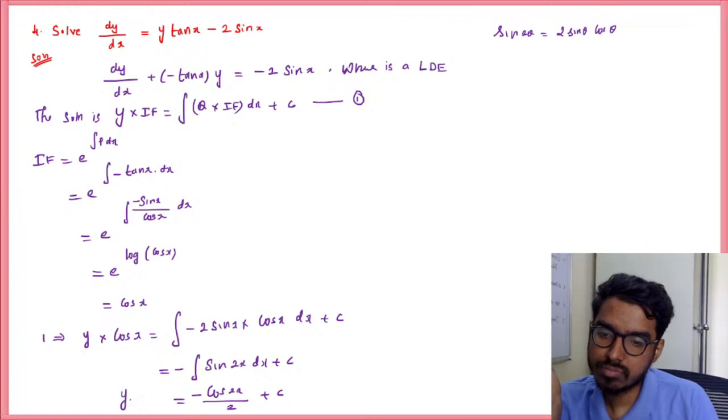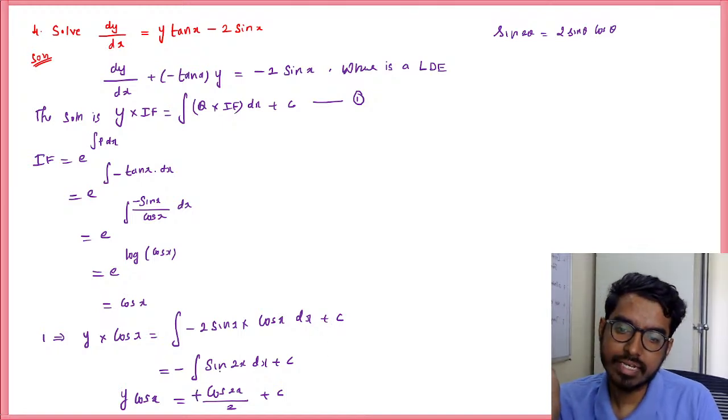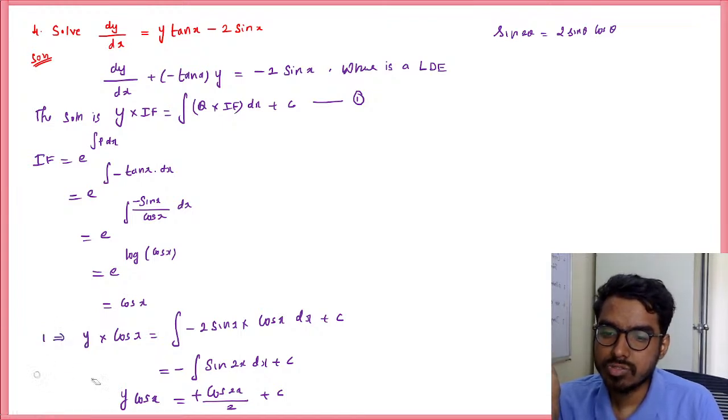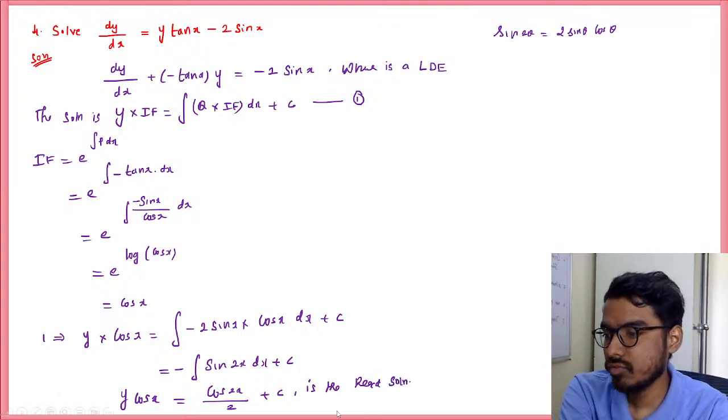y cos x is equal to minus cos 2x by 2 plus c. Sorry, plus, because the integration of sin 2x is minus cos 2x, so minus minus will become plus. So we will have plus cos 2x by 2 plus c, the required solution. So move on to the next problem.